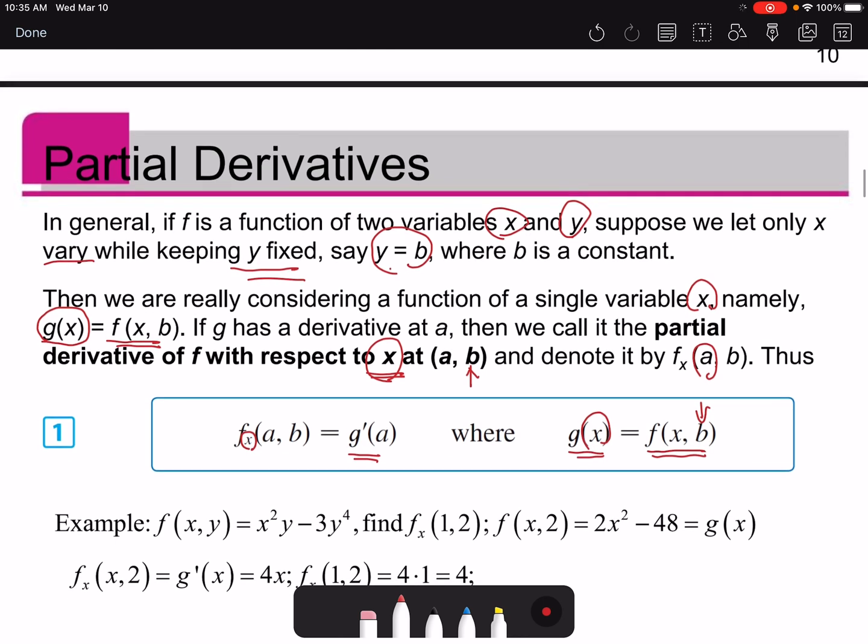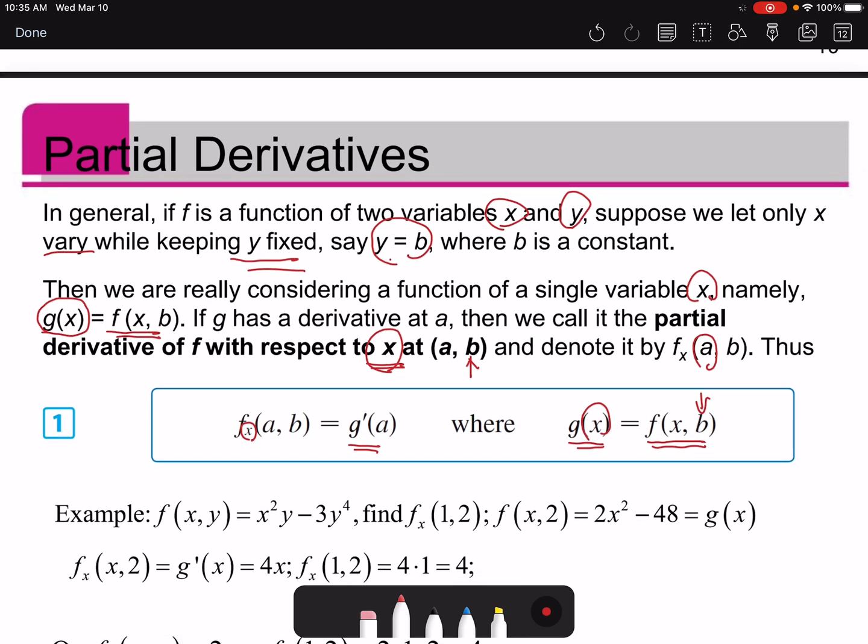So let's look at this example right here. For example, f of x, y equals x squared times y minus 3y to the fourth. We want to find the partial derivative of f with respect to x at the point (1, 2). So what do we do first, before we take a derivative? We want to turn it into a single variable. So we plug in y to be 2, so you have 2x squared, and 2 to the fourth power, which is 16. 3 times 16, you get 48. And that's a single variable.